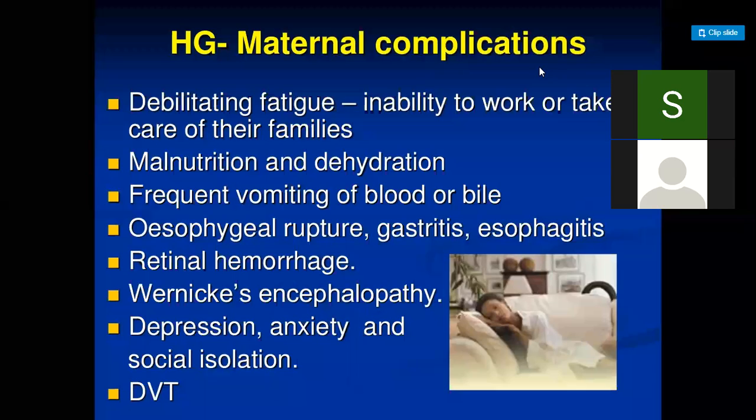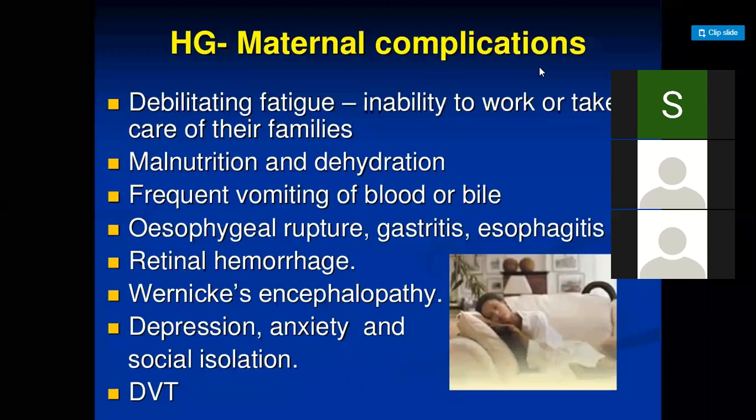Then sometimes malnutrition and dehydration. What is dehydration? The skin loses its tone, and it easily stays pinched. So that may be the scenario. Or sometimes frequent vomiting of blood or bile, depending on how severe it is. Then esophageal rupture may occur, or sometimes gastritis, or esophagitis, and sometimes retinal hemorrhage, that is hemorrhage into the retina, or Wernicke's encephalopathy, which is related to a problem with the CNS.